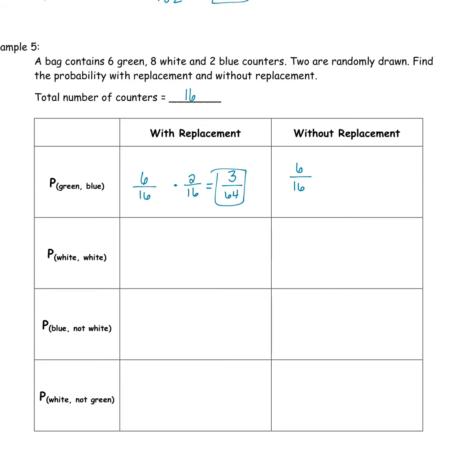If we're not replacing it, so we reach in, there's 6 out of 16 greens. So we pull that out, set it off to the side. Now there's only 15 counters left in the bag. And of those 15, there's 2 that are blue. Multiply straight across, math frac, we get 1 out of 20. Okay. So the probability is better without replacement.